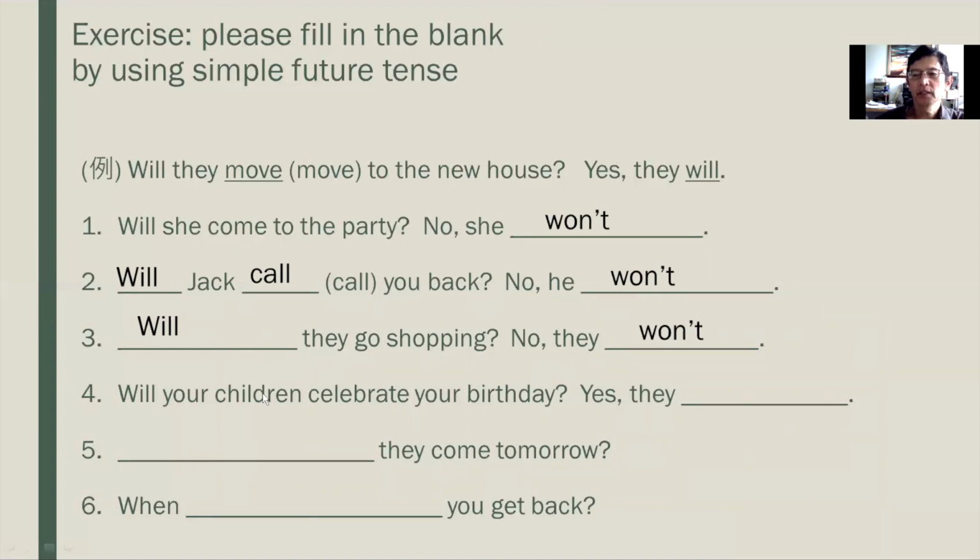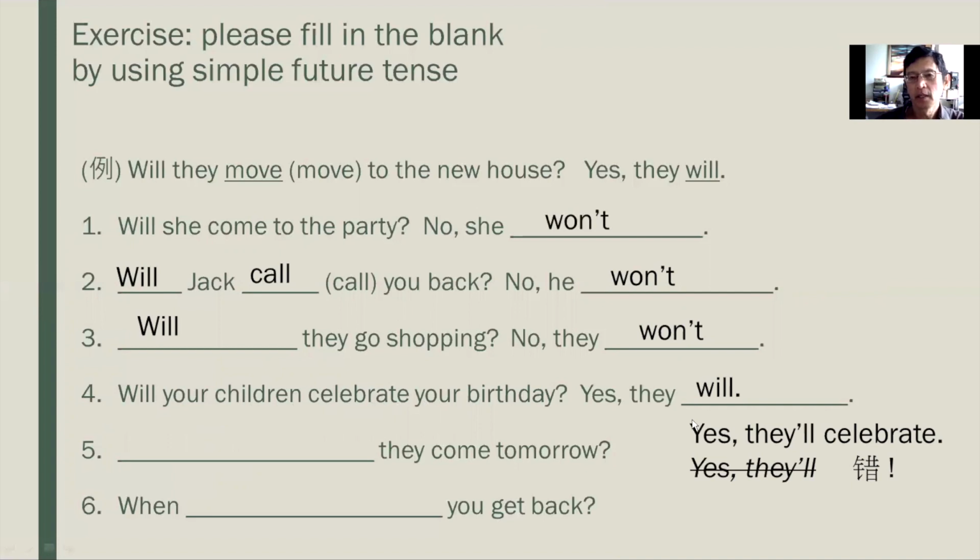Will your children celebrate your birthday? Yes, they will. Now, we talked about the abbreviations for will, and that is using apostrophe ll. So you can answer this question by saying, yes, they'll celebrate. But you should know that you cannot just say, yes, they'll.